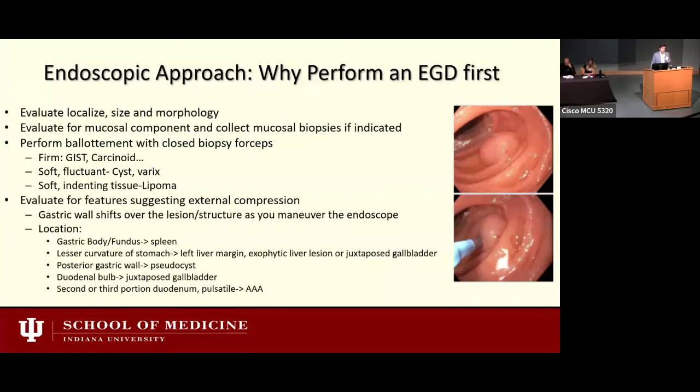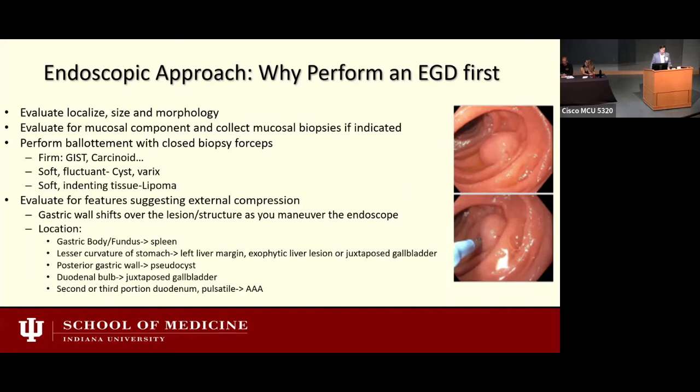And you want to, with your own eyes, take a very close look with high quality white light endoscopy, as well as perhaps narrow band, to see if there's a mucosal component. And if there is, perform your own biopsies. I think there's also a lot of value to external ballottement that will help you narrow the differential diagnosis. If it's something that's firm, it might be a GIST or a carcinoid. If it's soft and fluctuant, that'll raise your suspicion that it's a cyst or a varix. If it's soft and indenting, that's something we call the pillow sign, especially if the lesion has that yellow hue. That'll increase your suspicion that it's a lipoma.